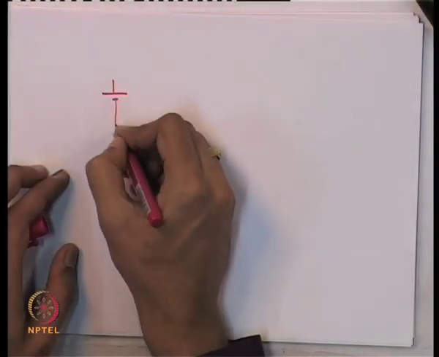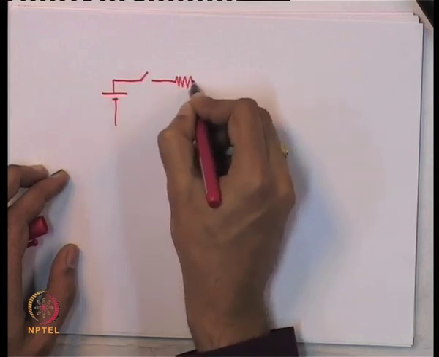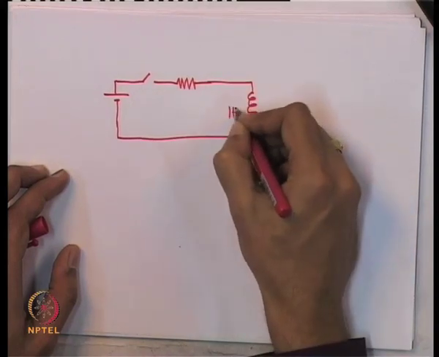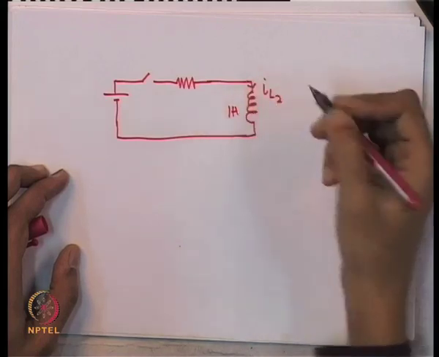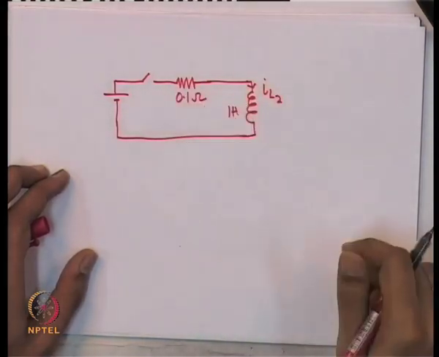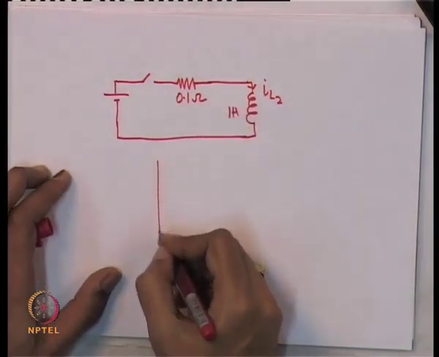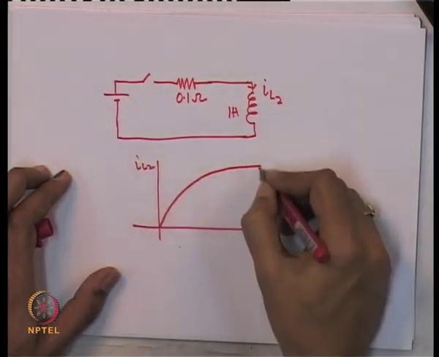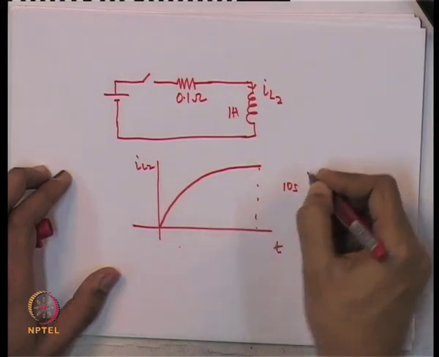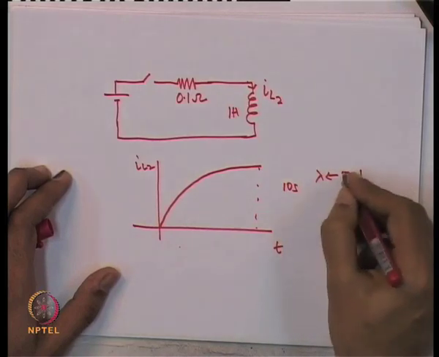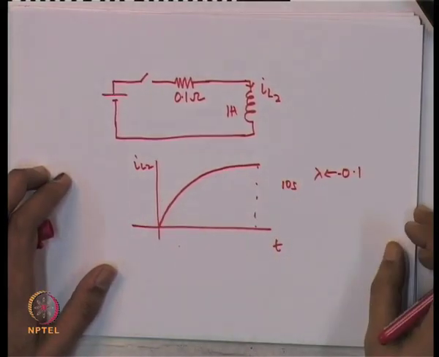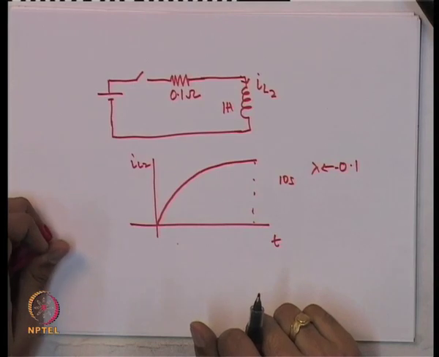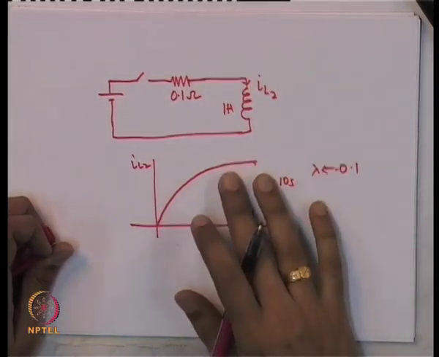What I am saying is, as far as the response of IL2 goes, this is the 1 Henry inductor, I can obtain it simply by studying this circuit. In fact, what is the response of this circuit? It is exactly what we got for IL2. The time constant is of course 10 seconds, the lambda for this circuit is minus 0.1. So, a simplification of the circuit does not seem to affect the response of IL2. So, it appears that we can actually make a simplification.